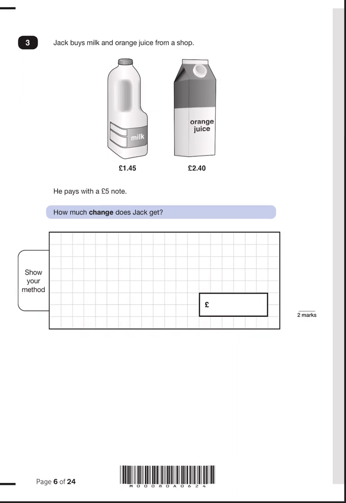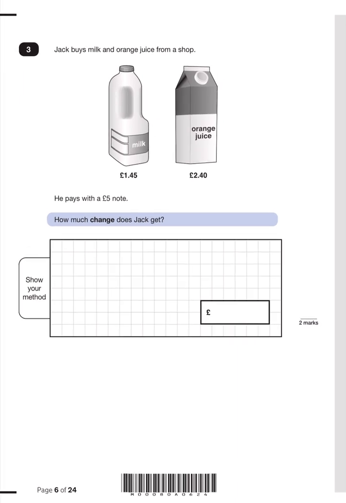Number 3, Jack buys milk and orange juice from a shop. He pays with a £5 note. How much change does Jack get? £1.45 plus £2.40 is £3.85. Paying with £5, if we subtract £3.85 from that, we'll do 10 minus 5 instead of 0 minus 5, which is 5, by making the 50 into 49. 9 minus 8 is 1. Decimal point. 4 minus 3 is 1. So the answer is £1.15.